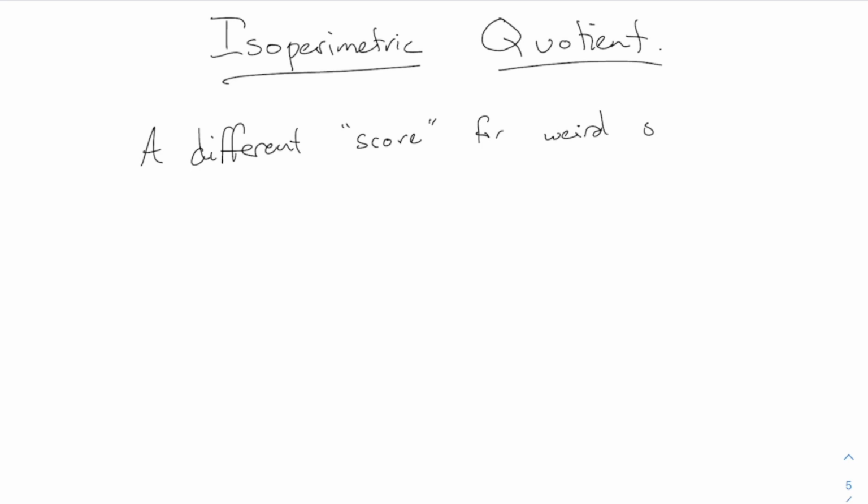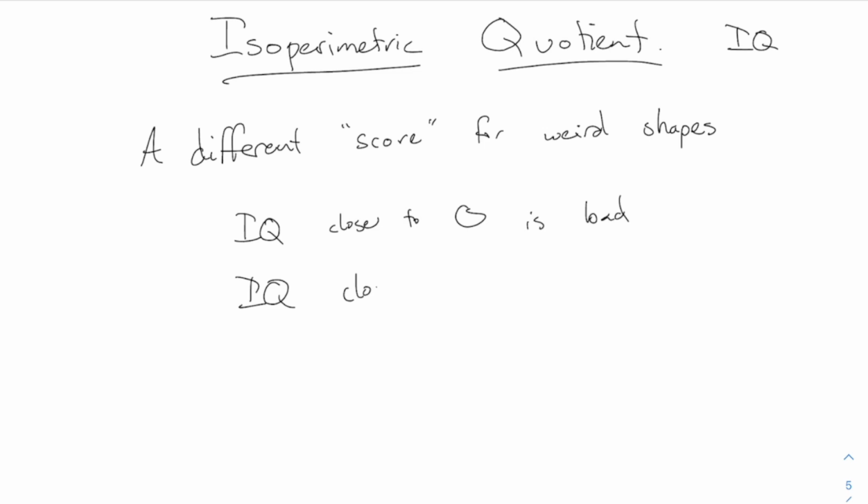And it is interpreted in the same way as the convex hull ratio. The isoperimetric quotient, I'm going to write as IQ. IQ close to 0 is bad, and the isoperimetric quotient close to 1, or 100% if you prefer, is good. But it's measured differently from the convex hull ratio, so if you have the same shape and measure it in these 2 different ways, you will get 2 different answers. They're just 2 different ways of thinking about what it means for a shape to be nice.